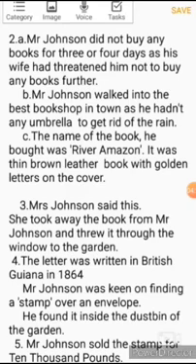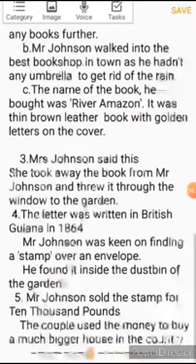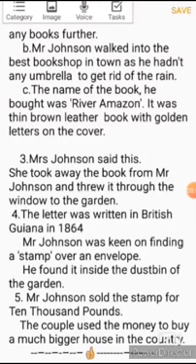Now, question 4. The answer I am telling you: the letter was written in British Guiana in 1864. That was asked in the question, where and when. Now the answer is like this: the letter was written in British Guiana in 1864. Okay, next part of the answer. Mr. Johnson was keen on finding a stamp on an envelope. That was the main thing of the story, the stamp. Later on you will know about it.